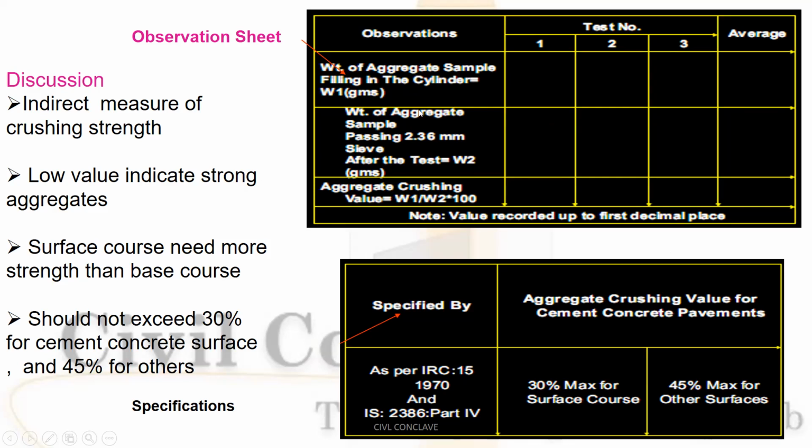This is the methodology of creating a sample list. The specifications are given by IRC code number 15, 1970, and IS 2386 Part 4. Aggregate crushing value for cement concreting pavement should be 30% maximum for a surface course and 45% maximum for other surfaces.